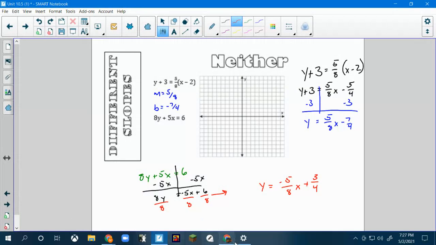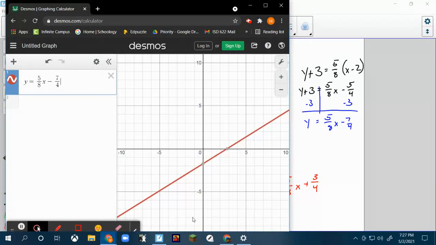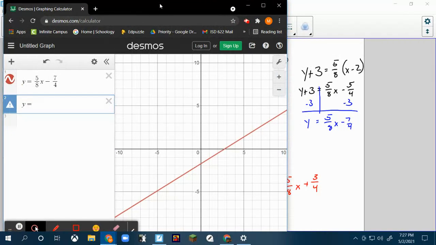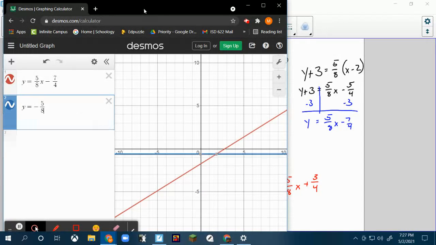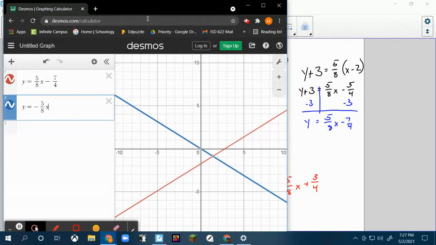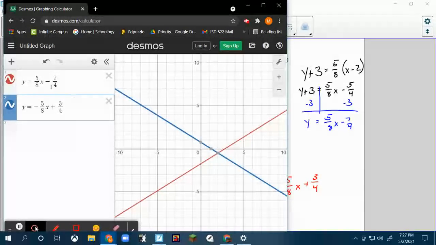Let's graph that on our graphing calculator here. Go to another line, and we're going to get y equals negative 5/8 x plus 3/4. I know it's kind of hard to tell, but this is not perpendicular. But notice our slopes, 5/8 and negative 5/8. Yes, they are opposites, but they are not reciprocals.